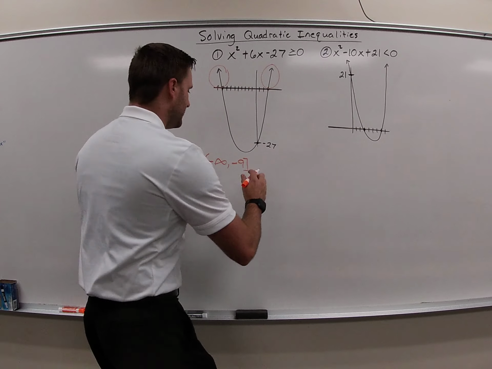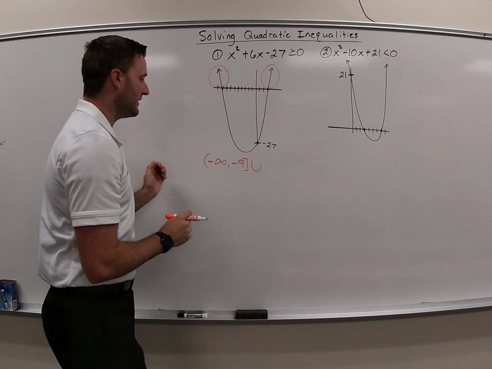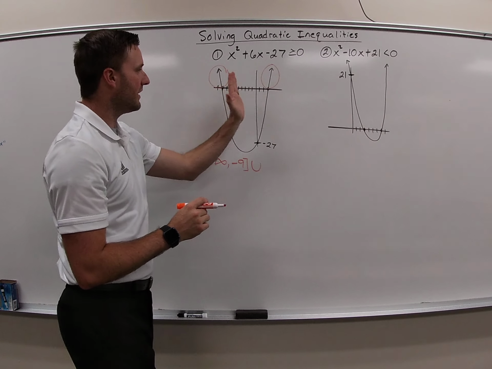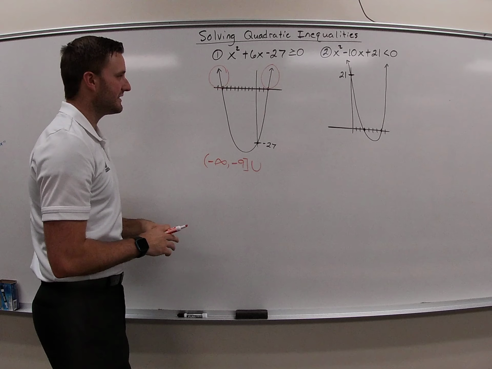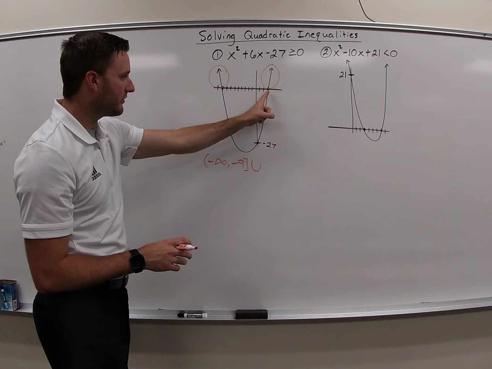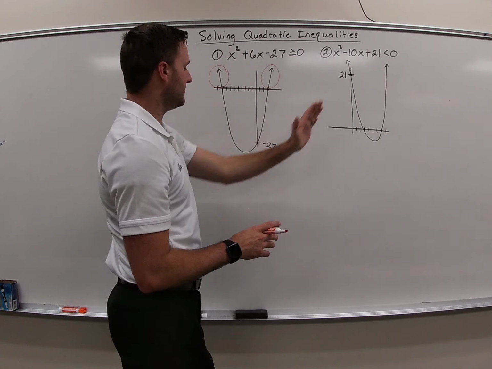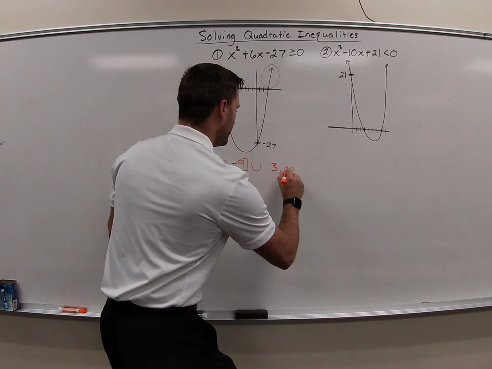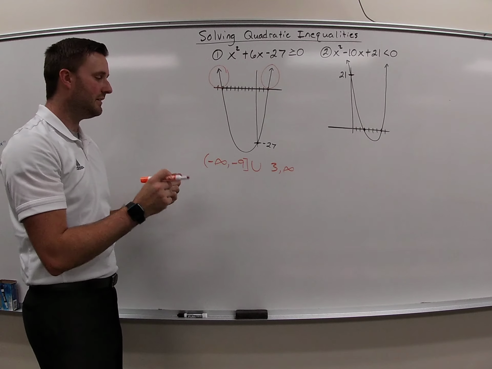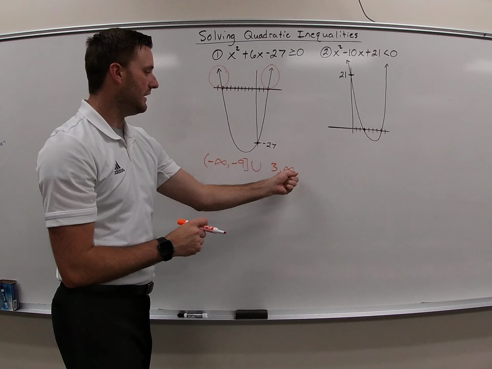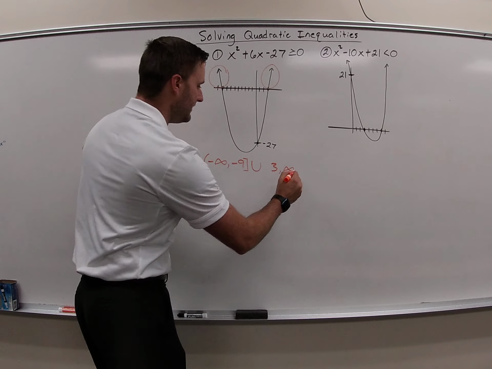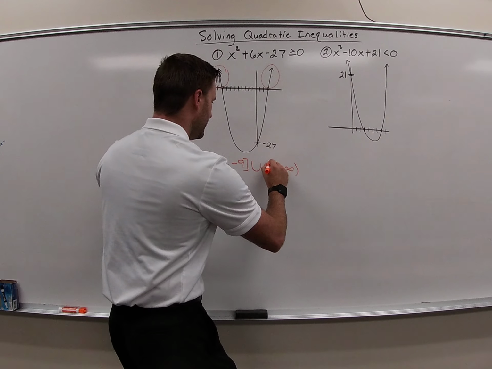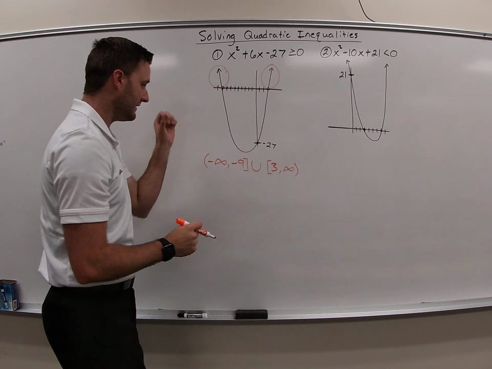Now we have a second piece here, so we're going to say union. So we're going to separate that with a U. And our second piece over here, we're looking for where is this again above the x-axis. So it's above starting at 3 all the way to +infinity. So we're going to say from 3 to +infinity. Remember, it's lowest comma highest. So lowest number, highest number. Again, infinity always uses a parenthesis. But 3, because it can equal 3, we're going to use a bracket here.